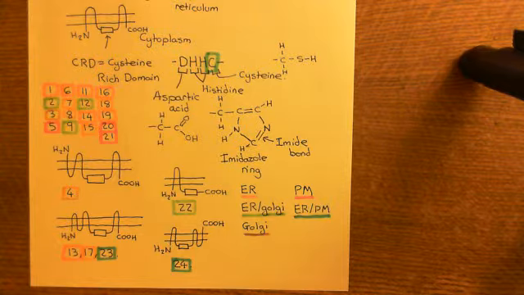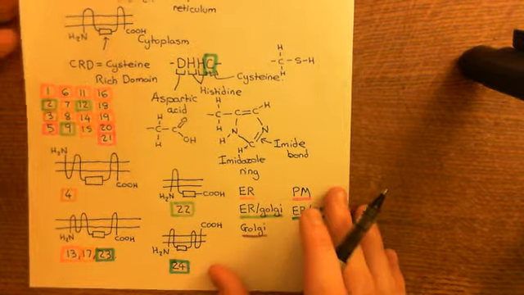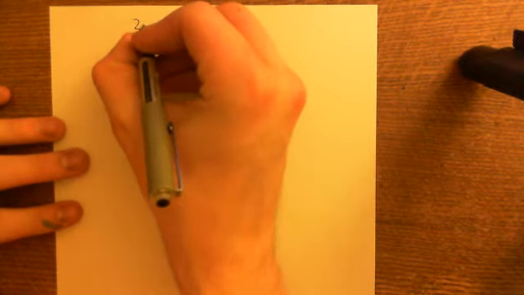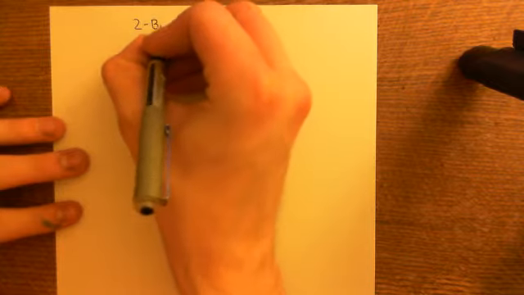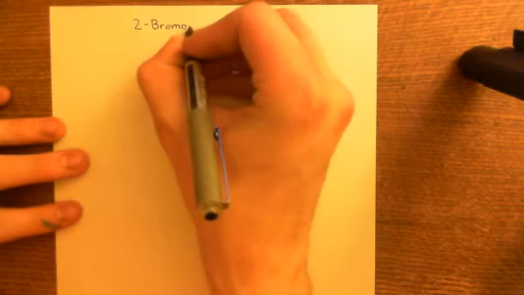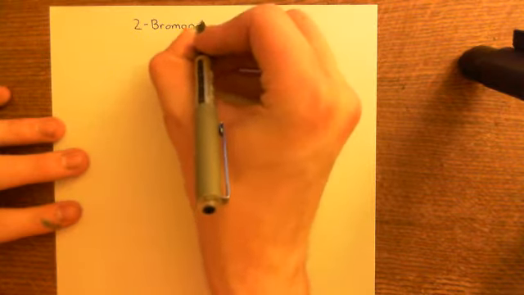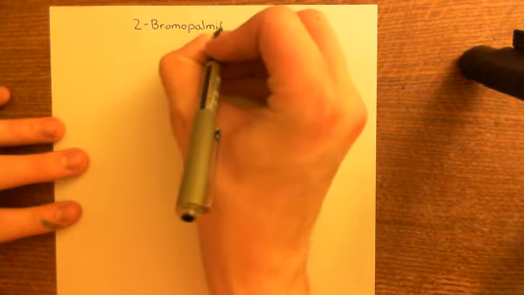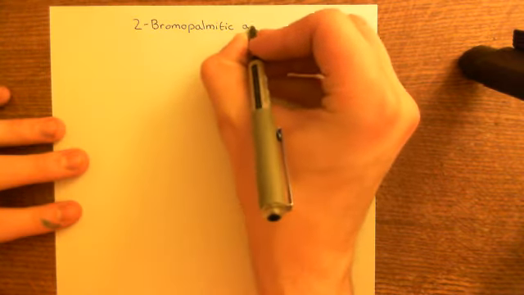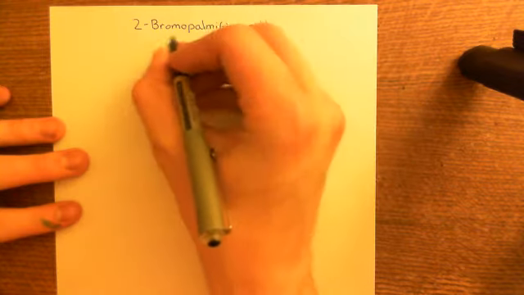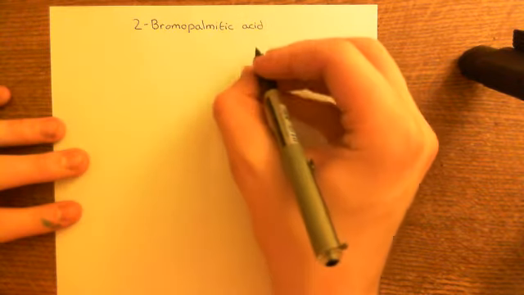Let's now turn our attention to palmitoylation inhibitors. Now there is one fantastic palmitoylation inhibitor, and this is called 2-bromo-palmitic acid. So we'll begin by discussing what the structure of 2-bromo-palmitic acid is. Basically it's palmitic acid with a bromine atom, which is a halogen, attached to the second carbon.